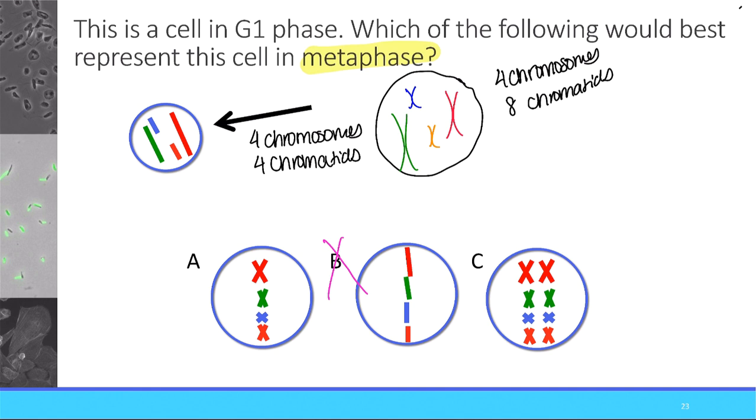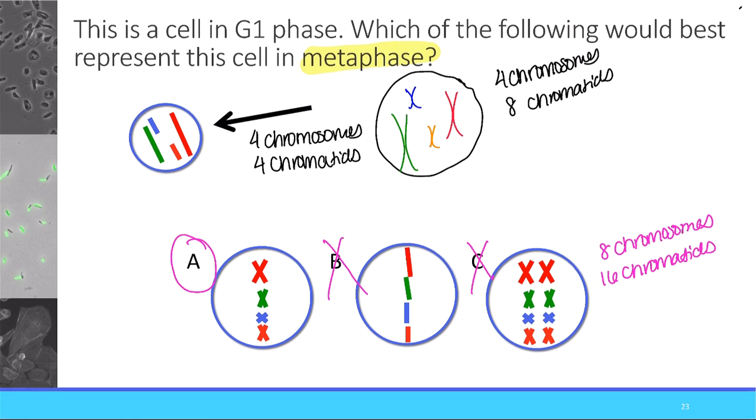If we take a look at C, all of those chromosomes are replicated and they're in the middle, but we actually have 1, 2, 3, 4, 5, 6, 7, 8 chromosomes, and each of those are replicated, so that means we have 16 chromatids. We just said that the cell would have 4 chromosomes and 8 chromatids, so we can cross off C, which leaves us with A. And in fact, A has 4 chromosomes, and it has 8 chromatids as well. So again, let me know if you have any questions on these practice problems.